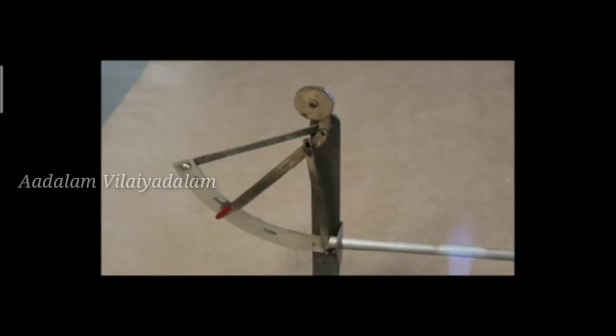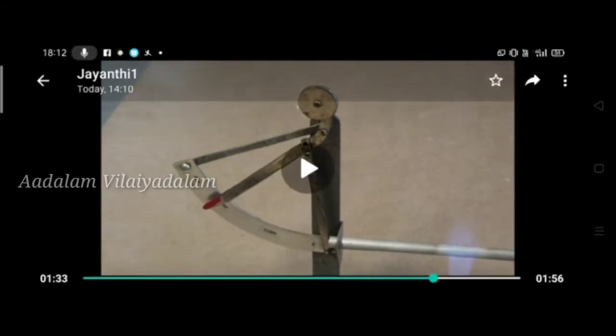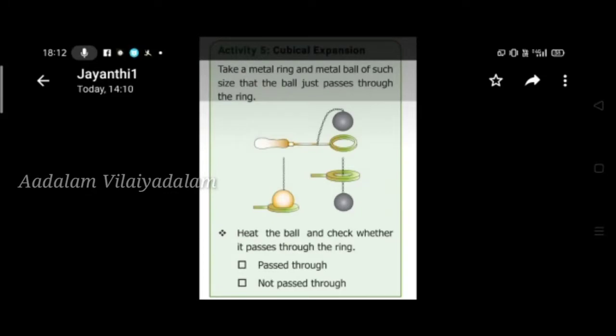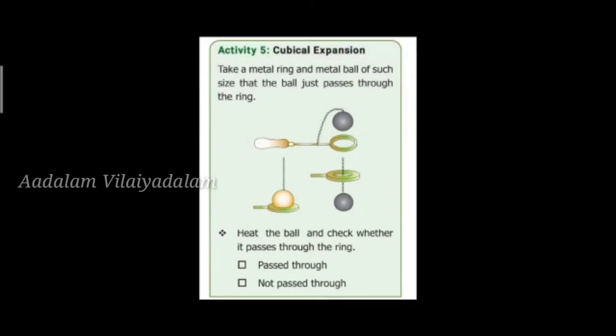So when heating the metal thing, it expands. Only the arrow will rotate. That's clear? So next topic, cubical expansion. Take a metal ring and a metal ball.